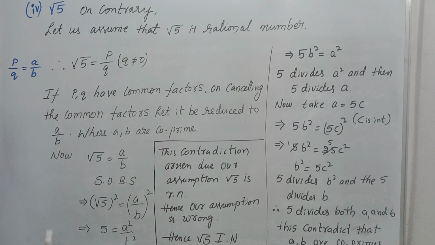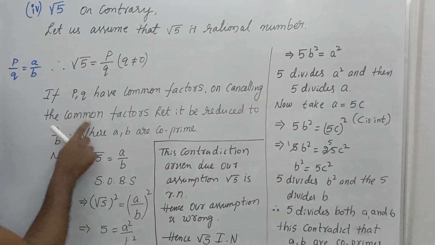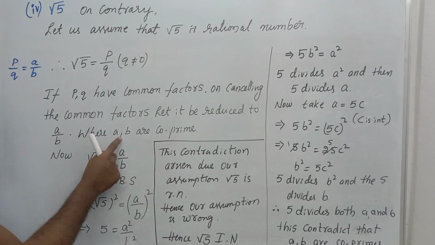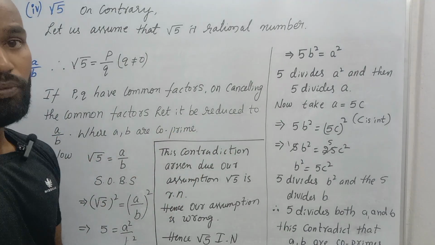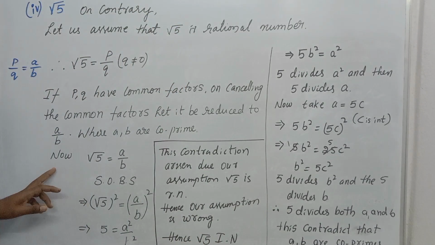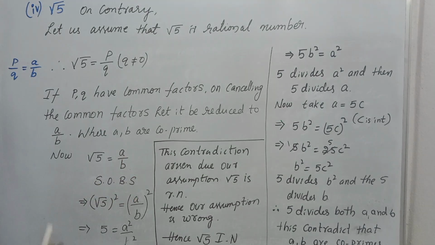So if p and q have common factors, on cancelling the common factors, let it be reduced to the a by b form, where a and b are co-prime numbers. So for co-prime numbers, HCF is 1. Now root 5 equals a by b, reduced form. Now squaring on both sides, the square and root cancel. Then 5 equals a square by b square.